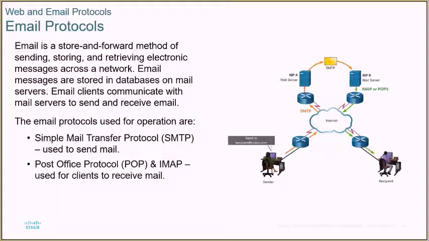And so the email protocols used for operation are SMTP, used to send mail, and then there's a choice of either Post Office Protocol or IMAP, used for clients to receive emails. So basically, in this diagram here, we've got a user with an email client, and he's sending an email to recipient@cisco.com. His email client is going to talk to his own mail server, and it's going to send that message using SMTP, which is Simple Mail Transfer Protocol.